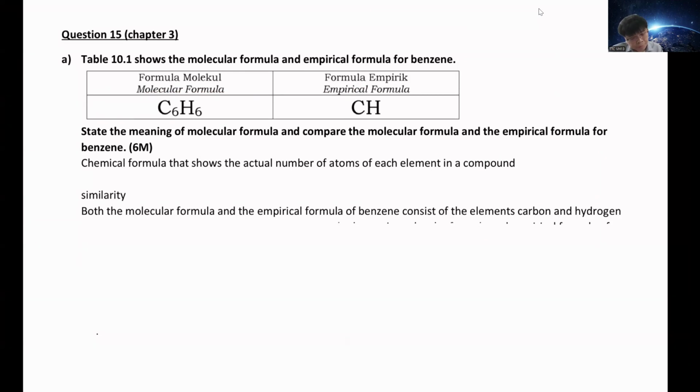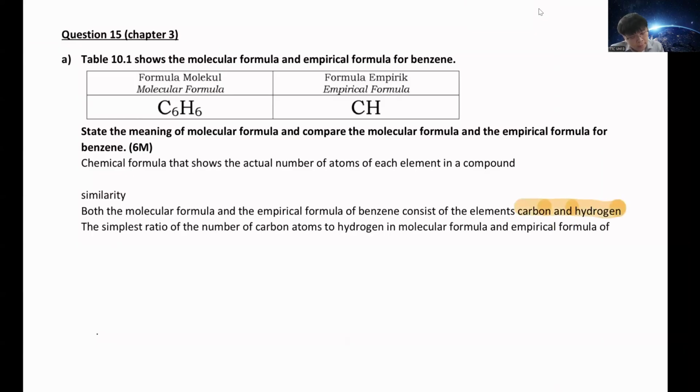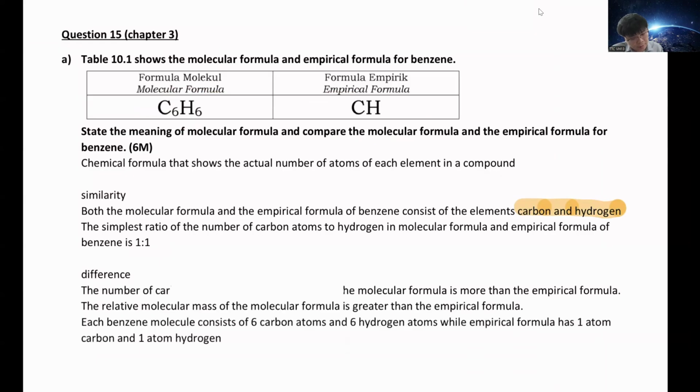First, both consist of carbon and hydrogen. Okay, both have hydrogen and carbon. So the simplest ratio for both is 1 to 1. Okay, differences. The differences are here.